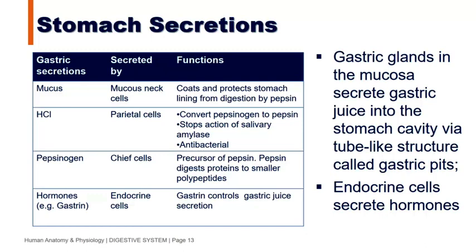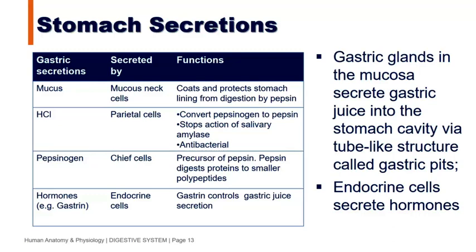Okay, in your stomach, you will have your stomach secretions. The gastric glands in the mucosa secrete gastric juice into the stomach cavity via tube-like structures called gastric pits. Your endocrine cells secrete hormones. I summarized a table here. So, you have your mucus secreted by the mucous neck cells, and what it does is to coat and protect the stomach lining from digestion by pepsin.